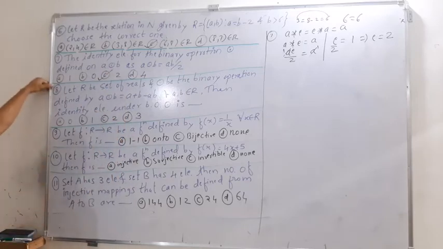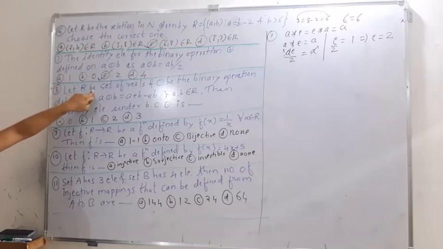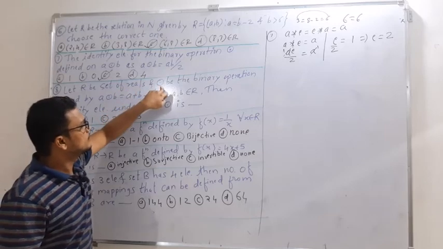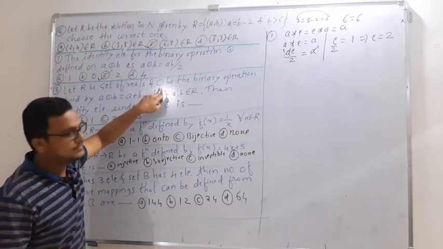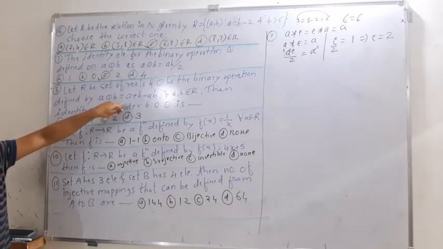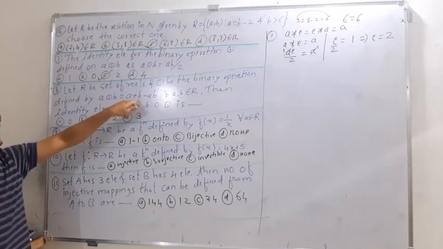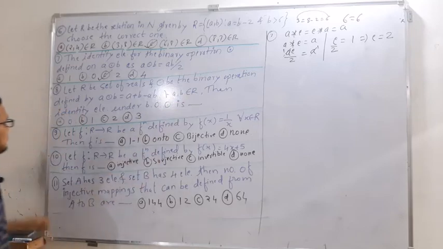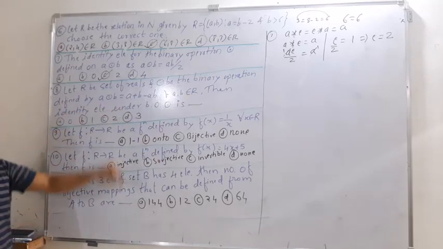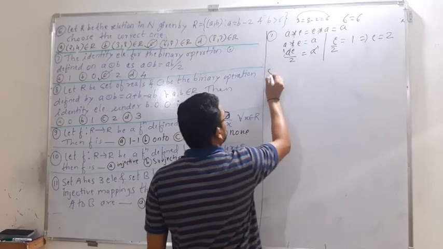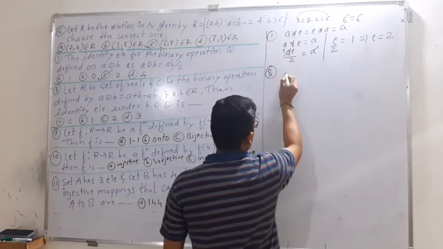Okay. Next question. Let R be the set of reals, means real numbers, and let the binary operation star be defined by A star B is equals to A plus B minus AB for all A, B belongs to R. Then the identity element under the binary operation is, means you have to find out the identity element again for this. So as we have taken the definition here, okay, I'll go with one part itself.